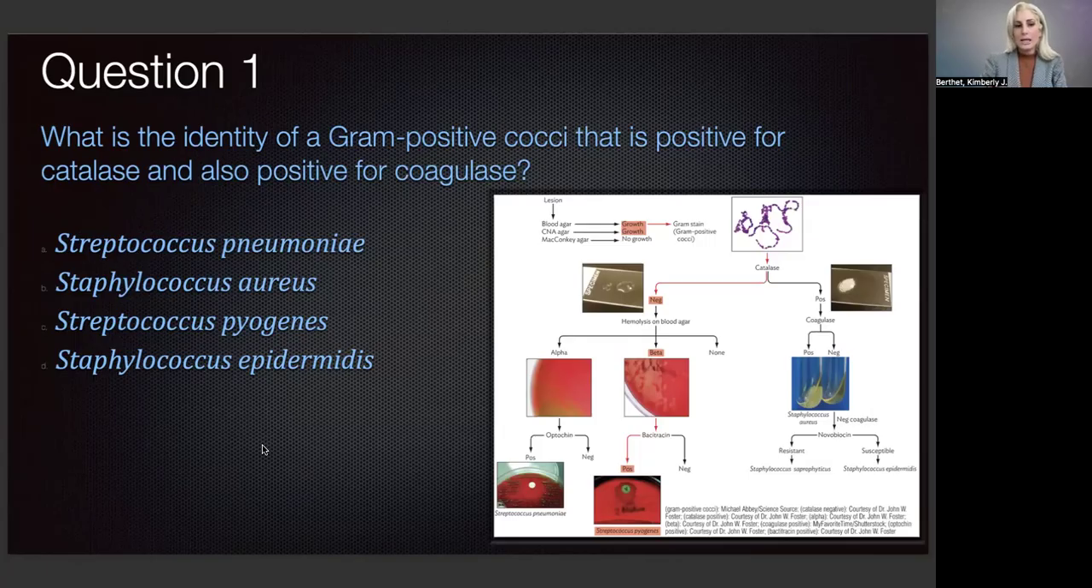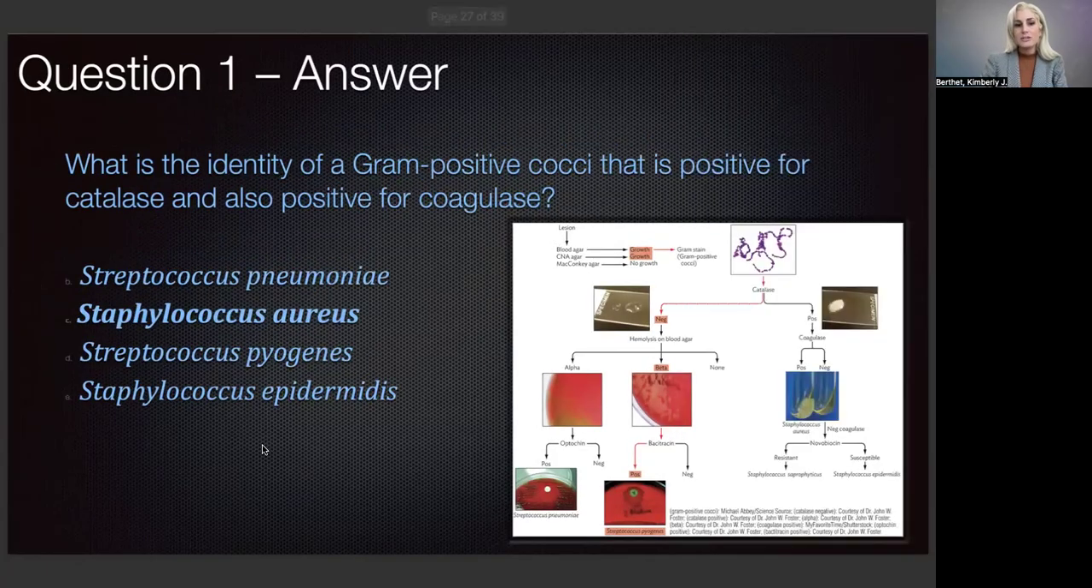Okay, we're going to go ahead and look at the answer now. This is Staphylococcus aureus. Let's go ahead and see how we figured that out. So here's a lesion. They've sampled it. They've run it on blood agar, CNA, and MacConkey agar, and it is negative.